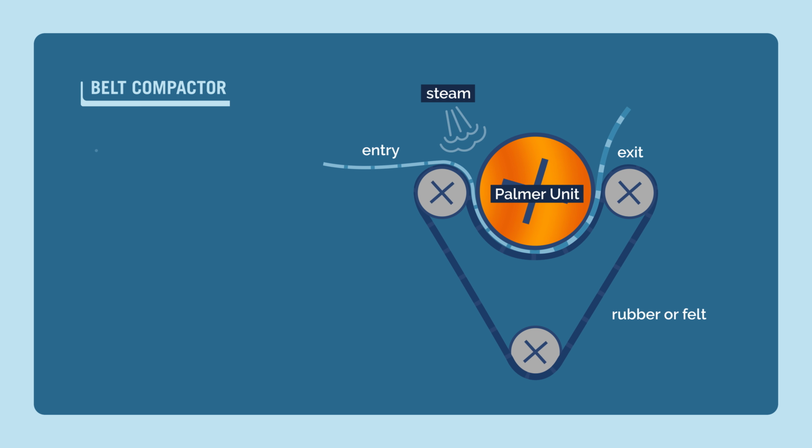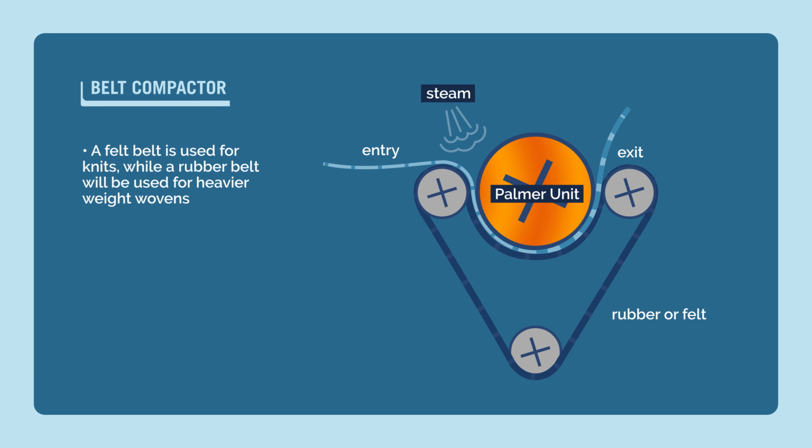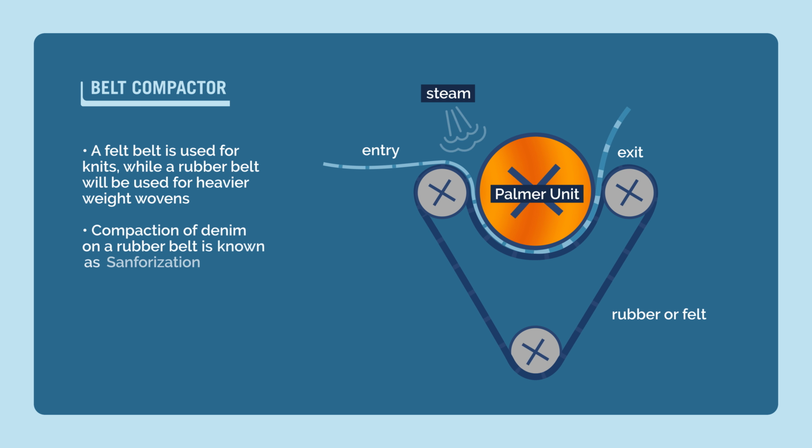A felt belt is used for knits, while a rubber belt will be used for heavier weight wovens such as denim. This is known as sanforization. The fabric is laid on the belt while the belt is still stretched. Steam is applied as the fabric enters the path where it is pressed between the belt and the palmar unit, which is heated. Compressive shrinkage of the fabric with the rubber belt is obtained by the recoil of the belt when it is flexed around the palmar unit.